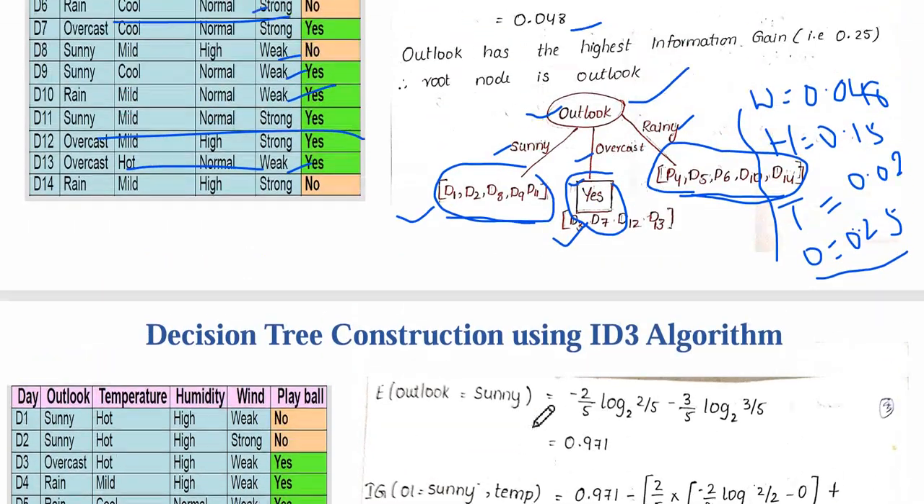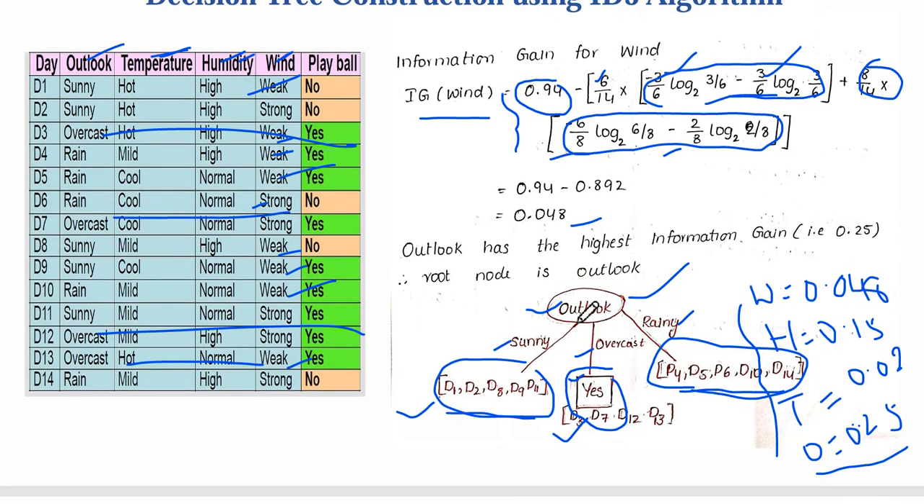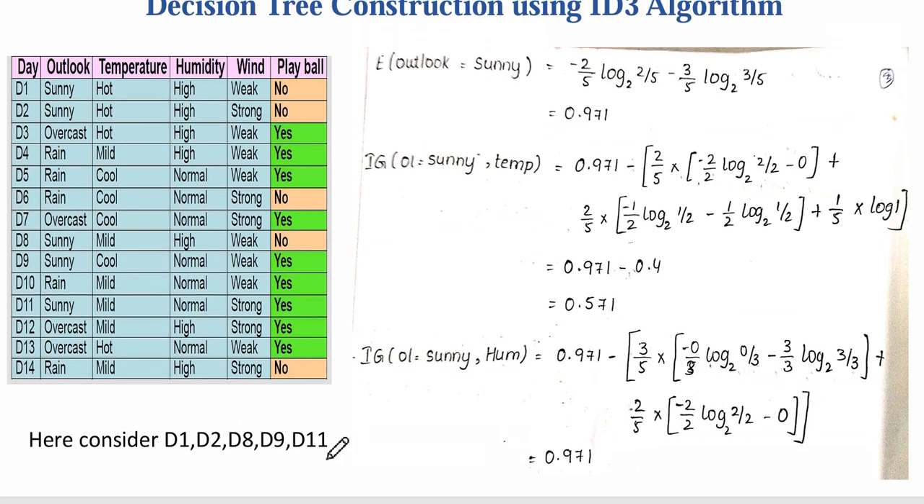First we have to see what is the gain of the remaining features if the outlook equals sunny. So outlook equal to sunny, how many records do we have? 5 records. What are those? D1, D2, D8, D9, D11.